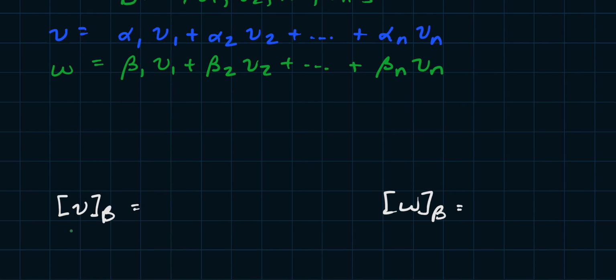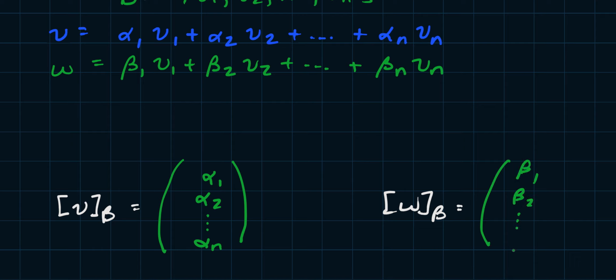So if I want to know what the coefficient matrix of v is in terms of B, well, we have n vectors in the basis, so this is just alpha 1, alpha 2, all the way to alpha n. And the coefficient matrix of w in terms of B is beta 1, beta 2, all the way to beta n.